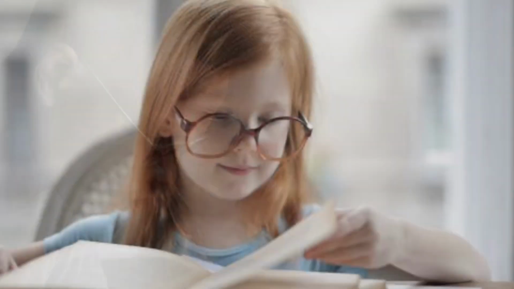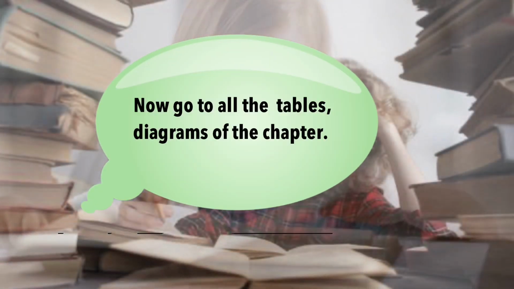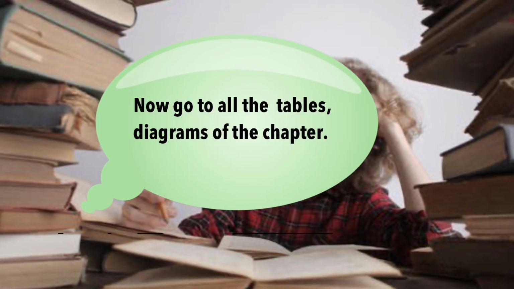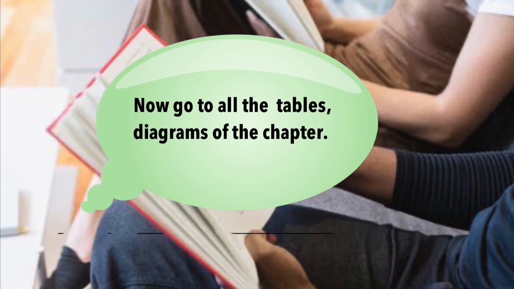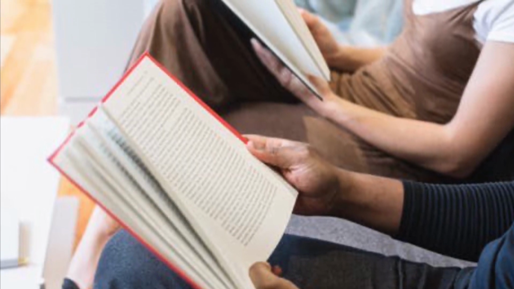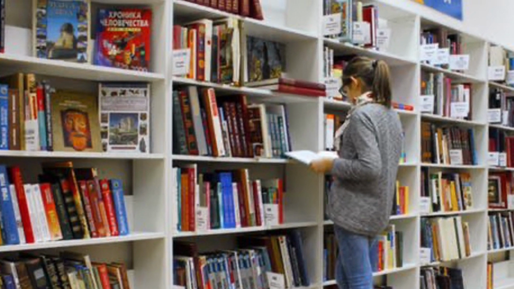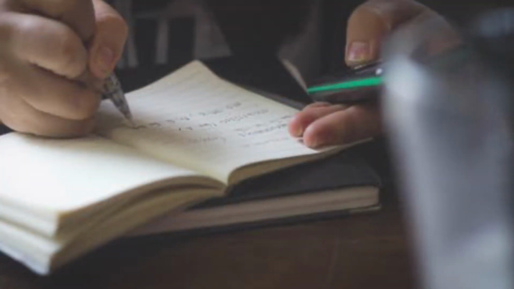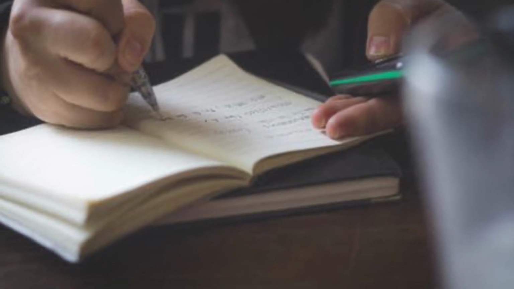Now you have read the first and the last line of each paragraph. Go to all the tables, diagrams or text if there are any in your chapter. This will complete 50% of your first work. You have actually read 50% of the chapter and you have 50% of the idea of what the chapter is and what is important in the chapter and what kind of questions can be asked by the examiner from this particular chapter. Friends, now it's time you start reading the chapter.